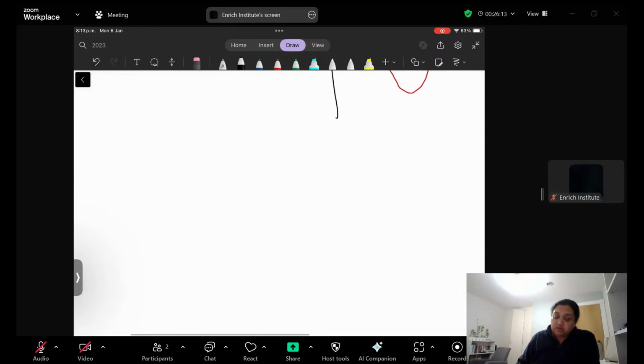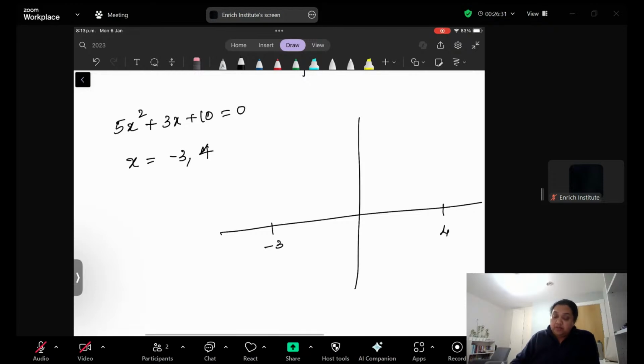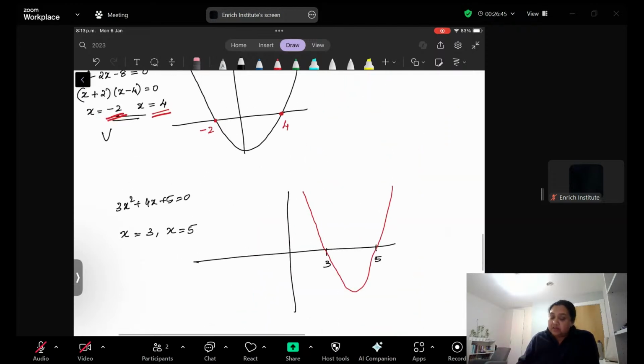Let's try one more question. If I have another question like 5x square plus 3x plus 10 is equal to 0, and suppose the roots are minus 3 and 4. Roots of the equation are minus 3 and 4. How will you draw a graph? You just take a graph like this, and here one point will be minus 3 and one point will be 4, and the graph will touch the minus 3. It will go down and it will touch the 4 and it will go up. It should be a proper U. Mine is a little bit curved because I'm not a good artist, but that is how you draw it.